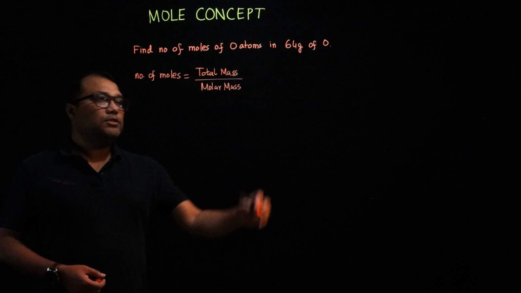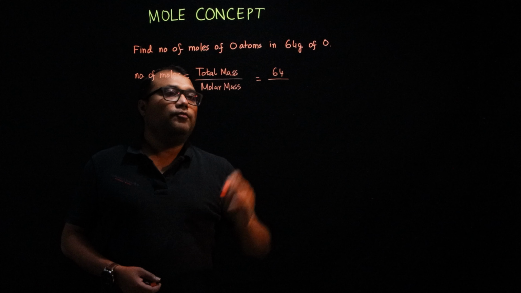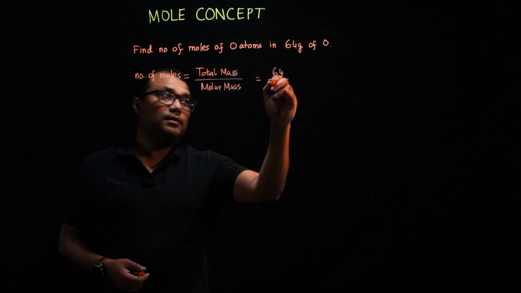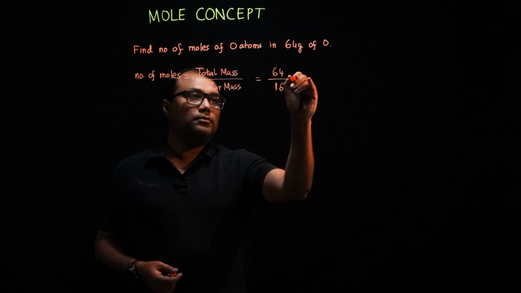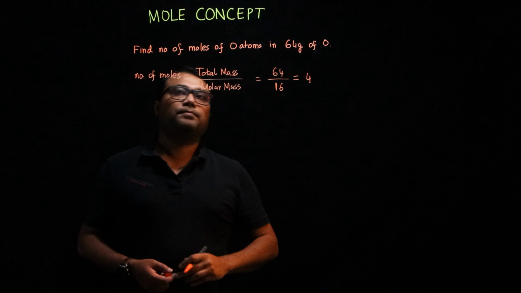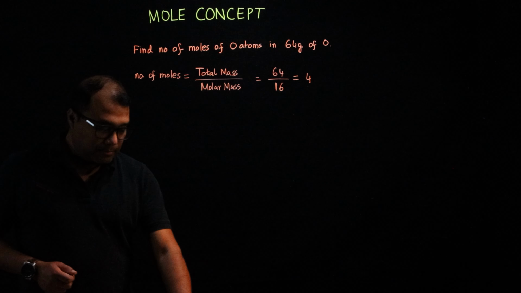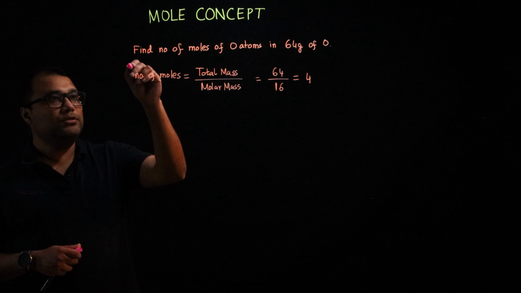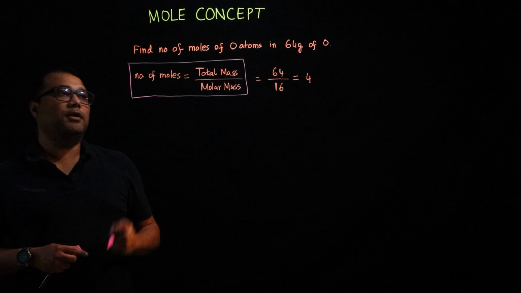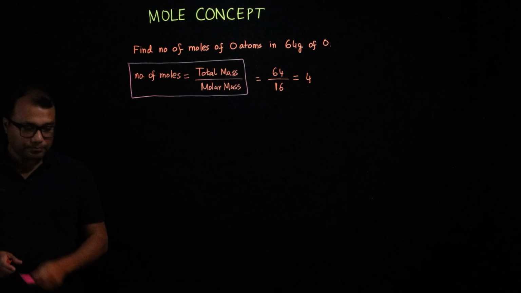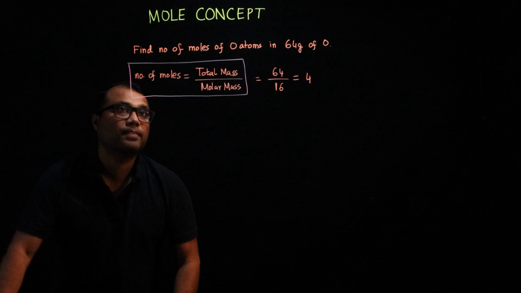What's the total mass that's given here? It's 64 gram. What is the molar mass of oxygen atom? It's 16. So the number of moles is 4. So remember this: number of moles is total mass by molar mass. Now let's solve a few more questions like this.